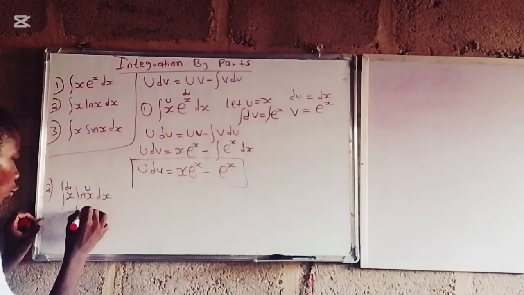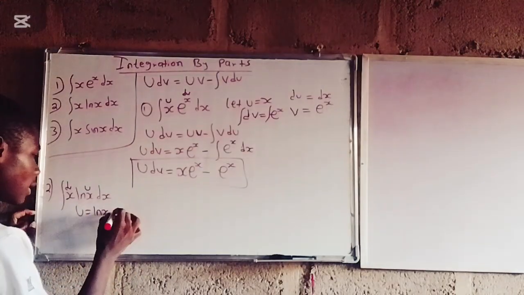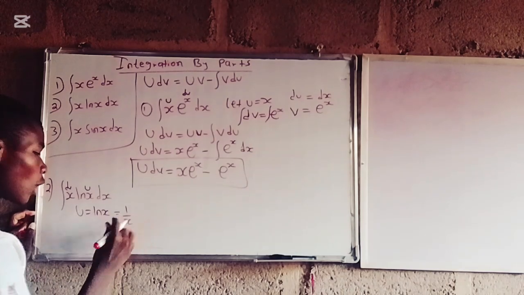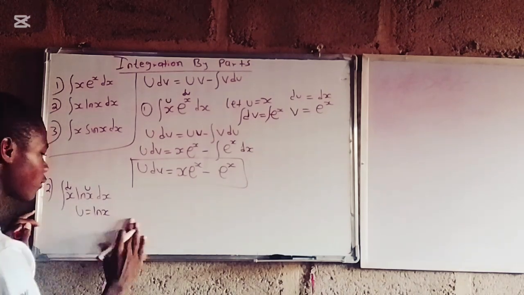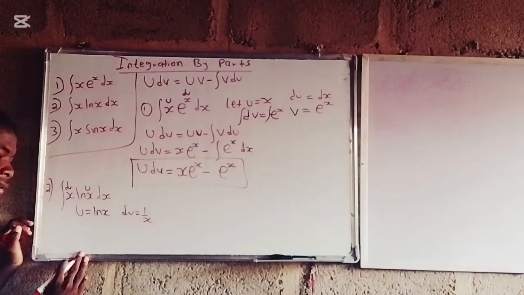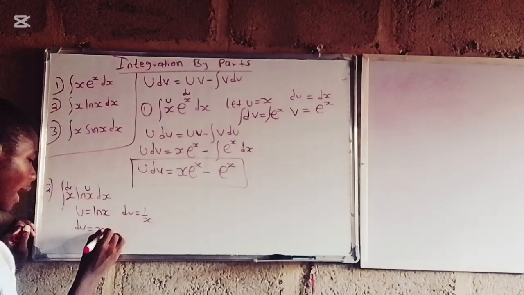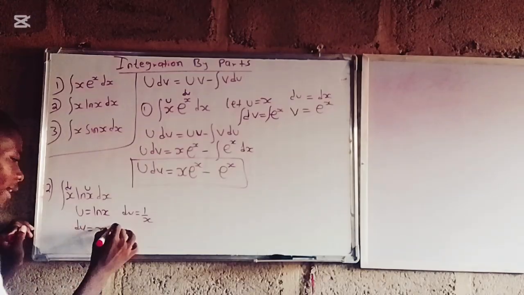And then I have to say u equals ln of x. Differentiate ln x, it is very easy, as saying 1 over x. So I have to say my du is the same thing as 1 over x. So I have to say my dv equals x. So then I have to find v.